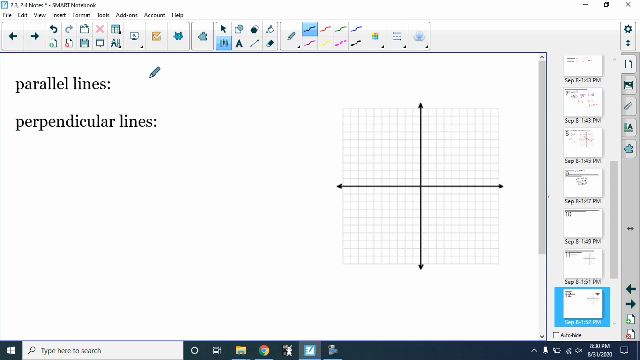And then the last thing, parallel lines. Parallel lines, those are lines that don't cross. Parallel lines have slopes that are the same. Perpendicular lines, slopes are opposite reciprocals.